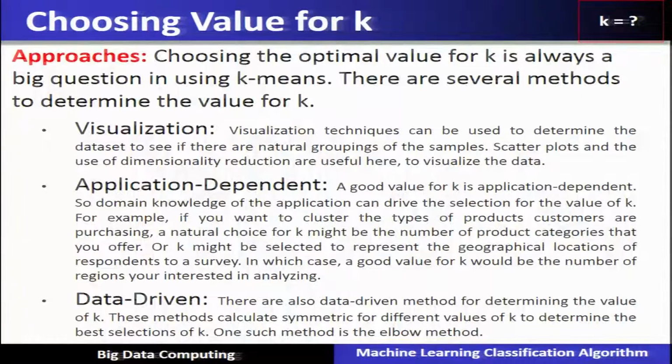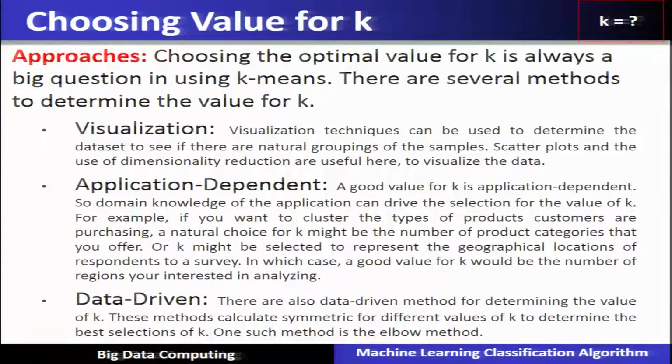The second approach is called application dependent, that is, a good value for k is application dependent. So, the domain knowledge of the application can drive the selection of the value of k. For example, if you want to cluster the types of products customers are purchasing, a natural choice for k might be the number of product categories you offer, or k might be selected to represent the geographic locations of respondents to a survey, in which case a good value of k would be the number of regions you are interested in analyzing.